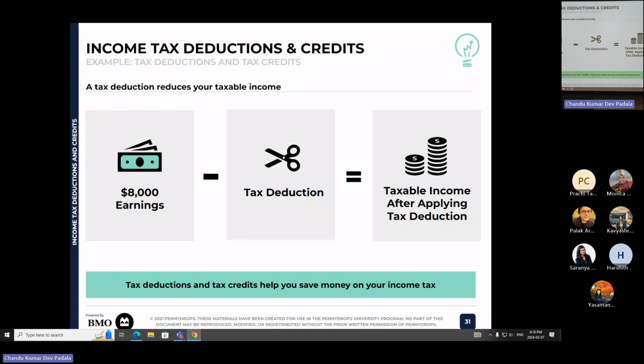Okay. So your $8,000 earnings minus tax deductions will reduce essentially the amount of earnings that you made in that year. I don't know if anyone's familiar with an RRSP or the newly created FHSA, First Home Savings Account. The RRSP is a retirement savings plan. If you contribute money to these accounts, it essentially reduces your taxable income. So that would act as a deduction. Does that make sense to everyone? Yeah. Okay.